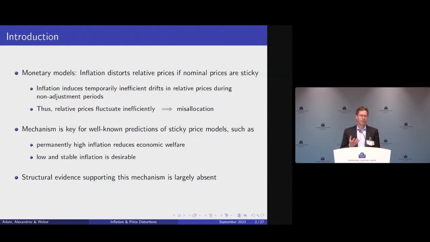Now that gives inefficient drifts in relative prices during these non-adjustment periods, and these drifts generate inefficient fluctuations in relative prices, right? And those inefficient fluctuations generate misallocation, and that is where things get not so nice. Now, this mechanism, which is in many of these models, is also key for many of the well-known predictions of these models. I put just two here. Permanently high inflation reduces economic welfare, and another one would be low and stable inflation is desirable. You've seen these predictions frequently.